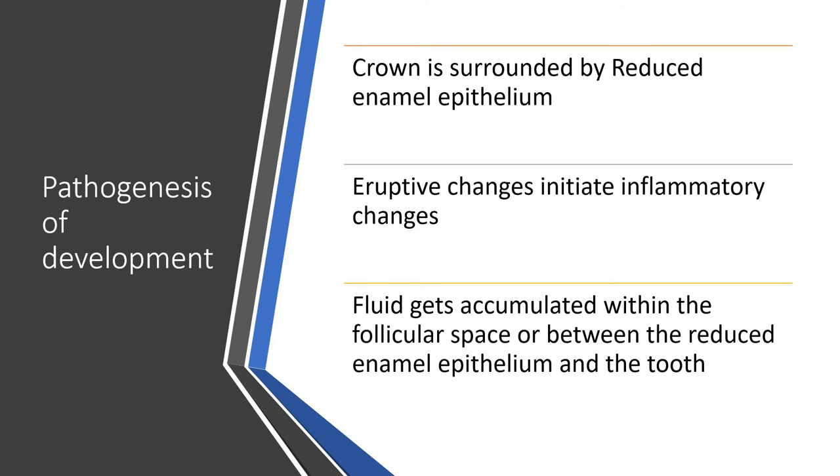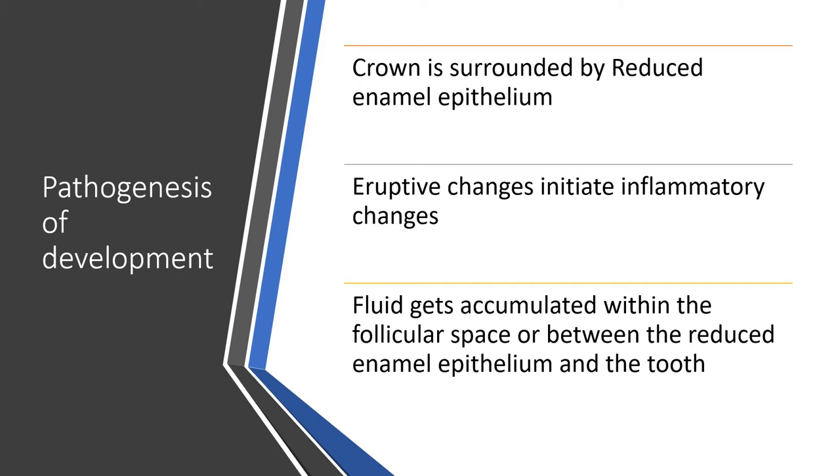Yes, sure. As you say, the description is a pericoronal radiolucency around the crown of a tooth. At the last stage of tooth development, the crown of the tooth is surrounded by reduced enamel epithelium, which is a thin two-cell-lined epithelial lining. During the eruption, the eruptive forces initiate some amount of inflammatory changes, and because of the changes in the hemodynamic and osmotic pressure, fluid gets accumulated either within the follicular space or between the follicular space and the tooth. This gives rise to this kind of pericoronal radiolucency.